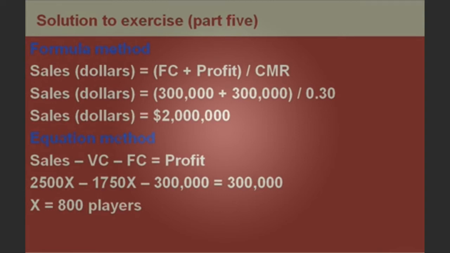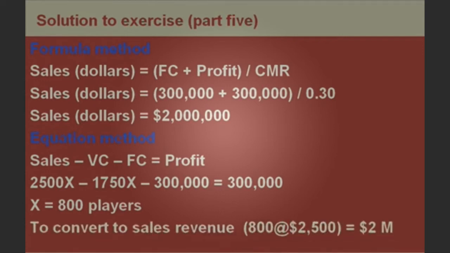You know it's $2,500. That's the selling price per player. So 800 times 2,500. So the sales revenue is 2 million. We get the same answer. Except this was a little bit longer. Don't you agree?